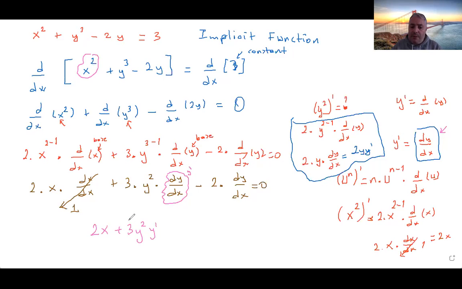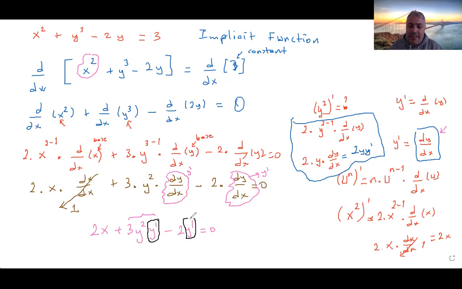Any question for this part? No, thank you. Now dy dx, as I told you, is y prime. So minus 2 times y prime, negative 2y prime, equals 0. Now, my aim is to calculate the derivative. Derivative means dy dx, it means y prime. So I need only y prime. So how can I get only y prime? Y prime I have here, y prime I have here.